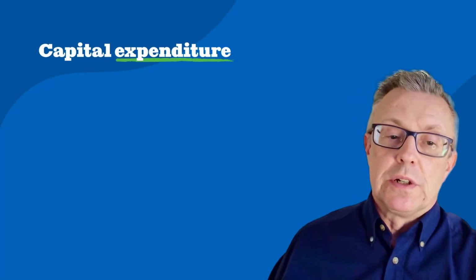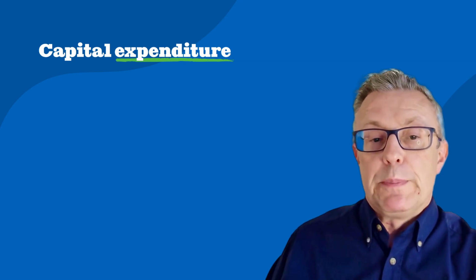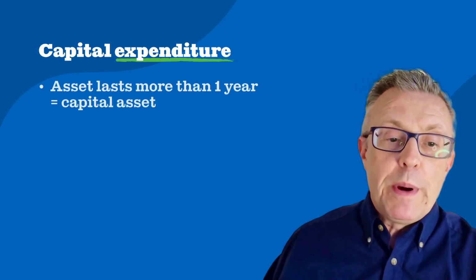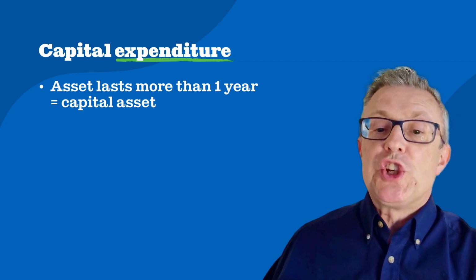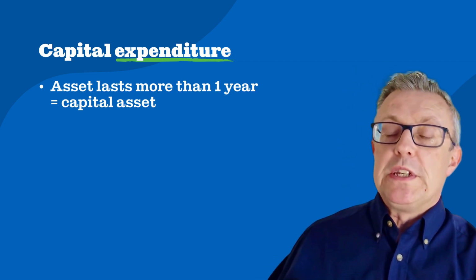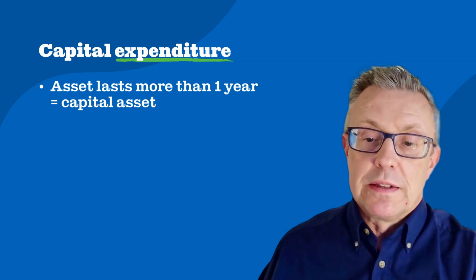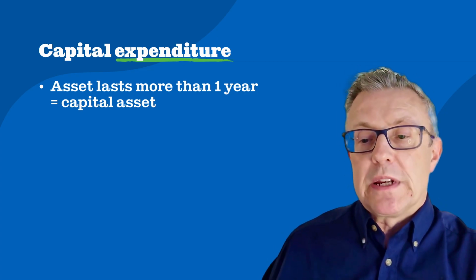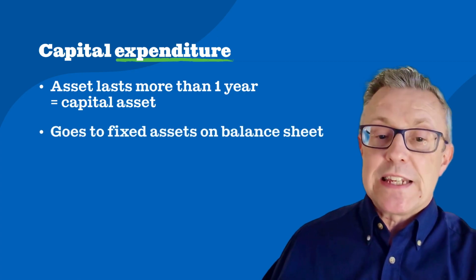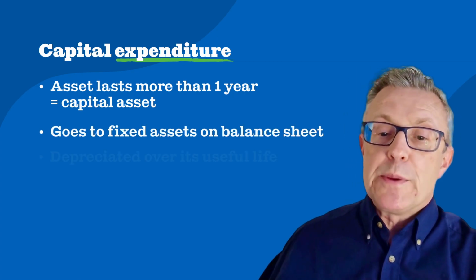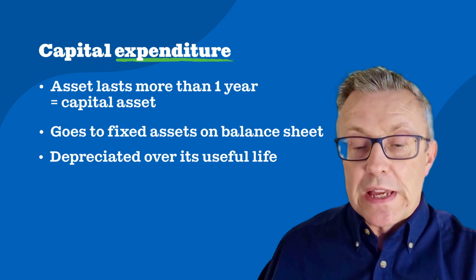Capital expenditure is a specific part of bookkeeping. If you buy an asset that will last more than 1 year or assist you in generating sales for more than 1 year, then it is a capital asset. This cost cannot be directly charged to your profit and loss account. You charge it to the fixed asset code on your balance sheet and depreciate over its useful life.